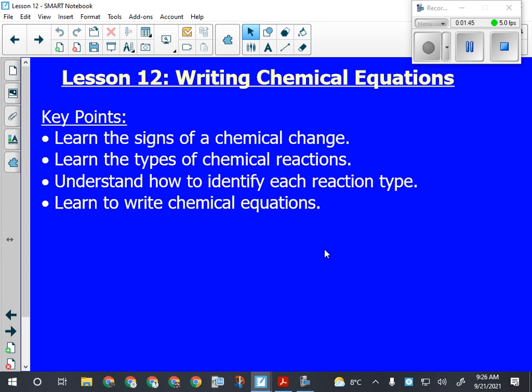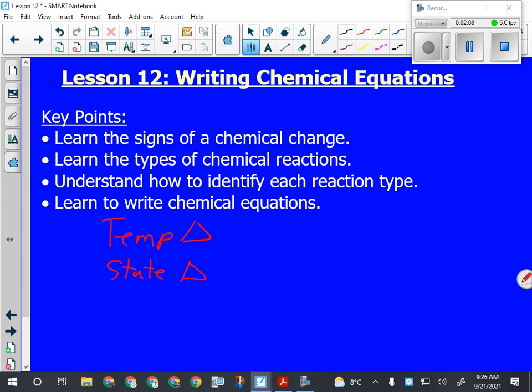Okay, what are some signs of a chemical change? Okay, so a temperature change. Triangle is delta, means change. It's a science shorthand. Like the state of the substance has changed. What else? Color change. Color change. Like a new substance is created.